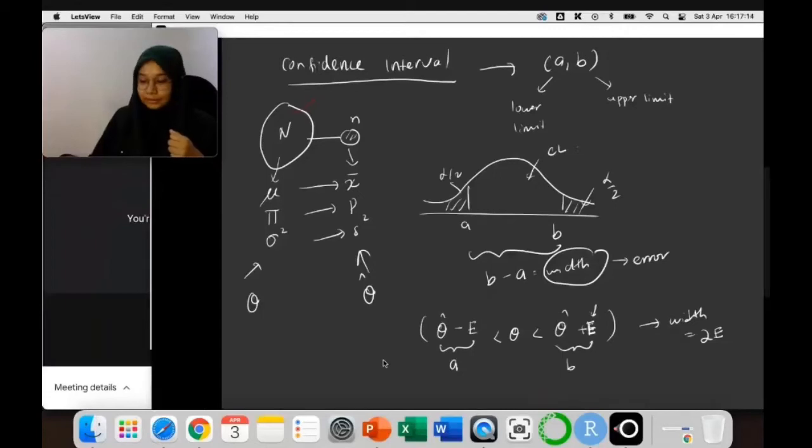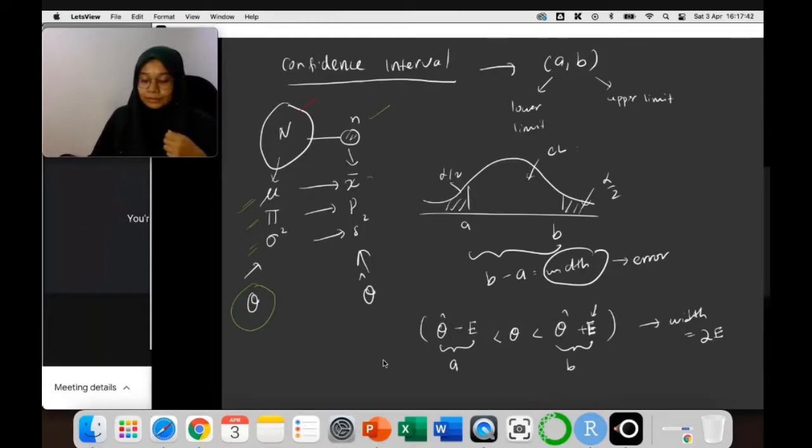Estimate population using sample. So you know that the population parameters we are concerned with are mu, pi and sigma square. How do we want to estimate mu, pi and sigma square? We will use a sample, where we will use the statistic. The mu, pi and sigma square we represent by theta. So theta ni boleh mewakili mu, pi ataupun sigma square.